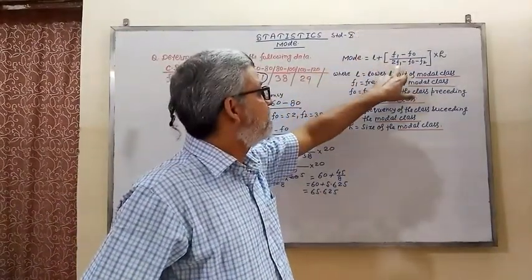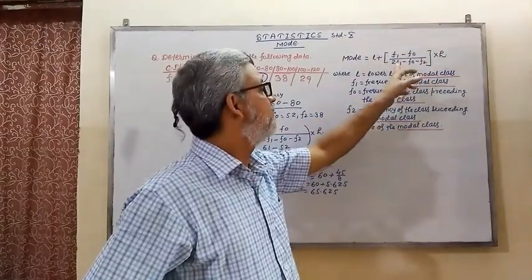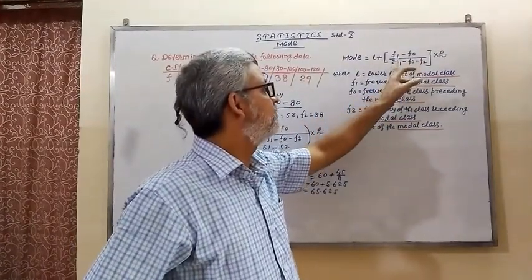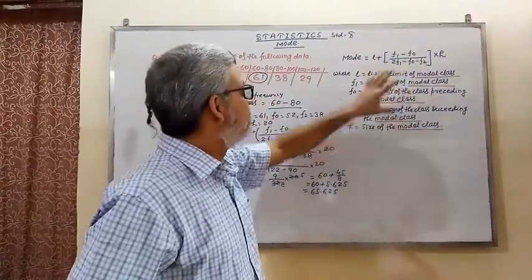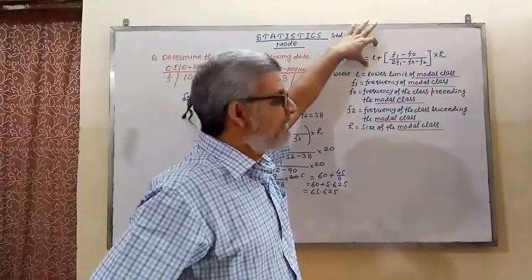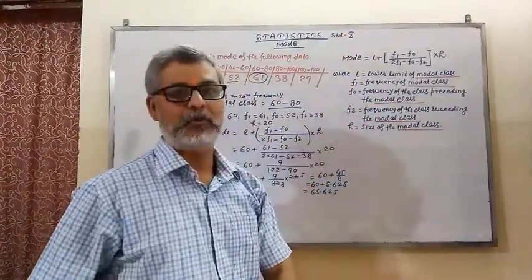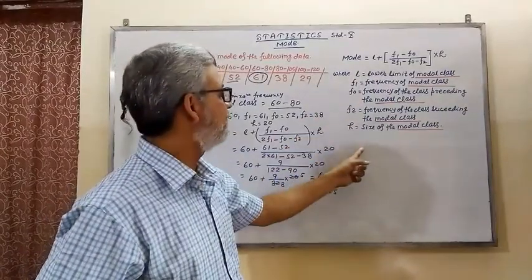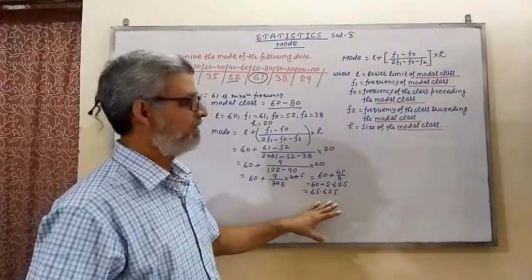The main thing is to remember the formula properly. Here students make the mistake in 2F1 minus F0 minus F2. Sometimes they multiply the 2 with F0, sometimes with F2, and they make mistakes. So learn the formula carefully and use it carefully. First we find the modal class, then find each value, and then substitute the values. Simplification is also very important.